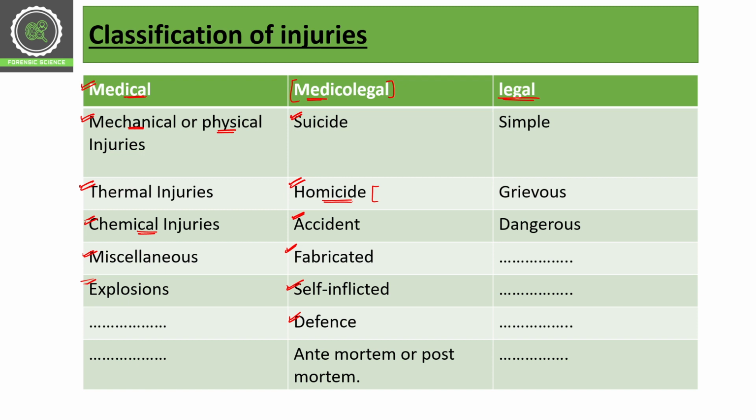Then we have antemortem and postmortem wounds. Antemortem wounds are those wounds which are inflicted before death. Okay, and postmortem wounds or postmortem injuries are those injuries which are inflicted after death. Okay, so how can we identify antemortem injuries and postmortem injuries? In antemortem injuries, if someone is already living and the injury is inflicted, then the repairing process already starts.